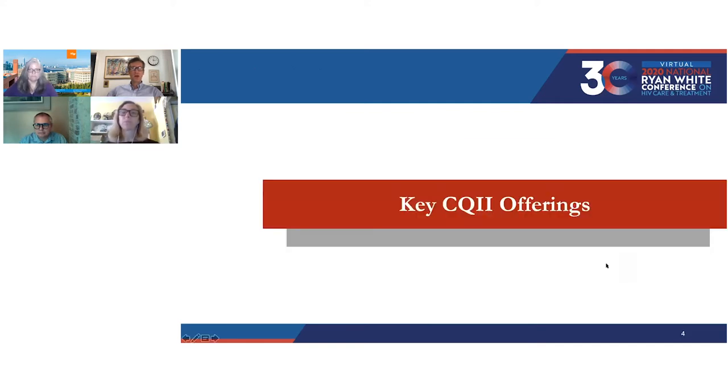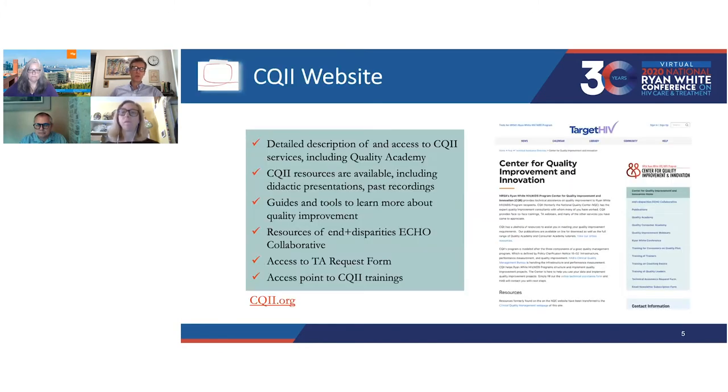The next series of slides is about our key offerings. And the first one, I just want to start out, where can you find us? As mentioned earlier, we're at the Target HIV site. Probably the best way is by going to any web browser and putting in CQII, the Center for Quality Improvement and Innovation, so cqii.org, and we'll redirect you to the Target HIV site. There you can learn about our various resources.